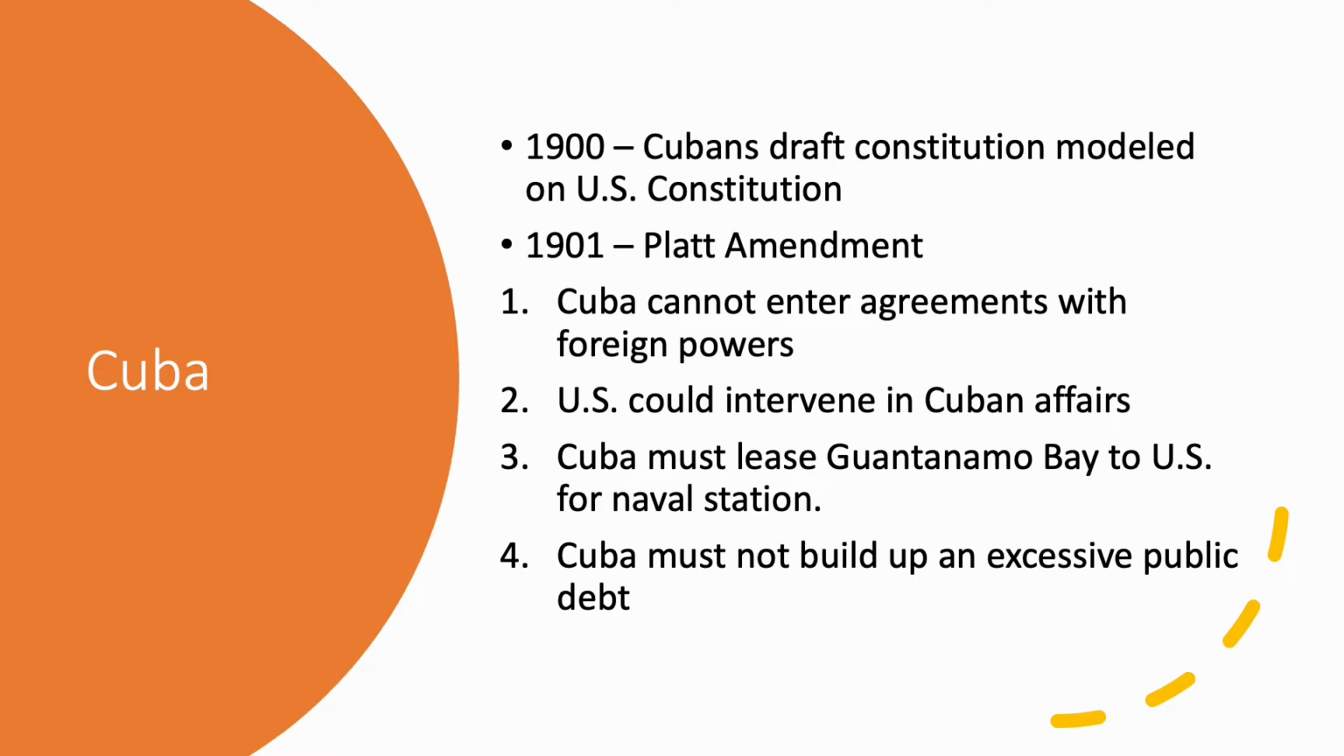The other island that the United States now must figure out what to do with is Cuba. So in 1900, the Cubans drafted their own constitution, which they modeled after the United States Constitution. U.S. Congress passed the Platt Amendment in 1901. And what this amendment entails is that Cuba is not going to be allowed to enter any agreements with foreign powers. So they can't create any other treaties or agreements with foreign nations besides the United States.